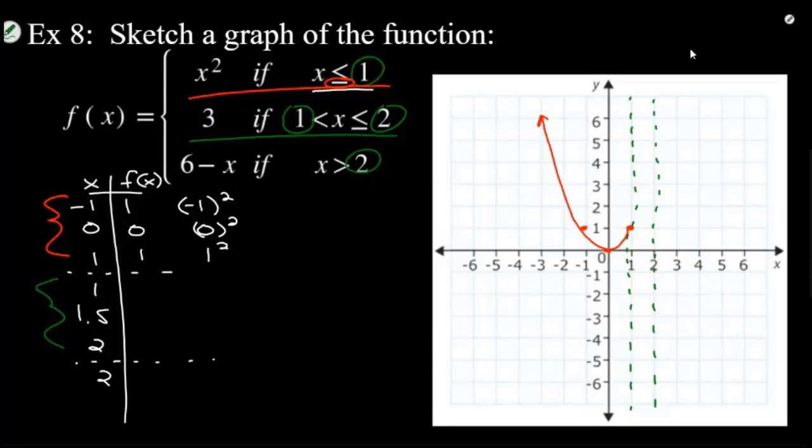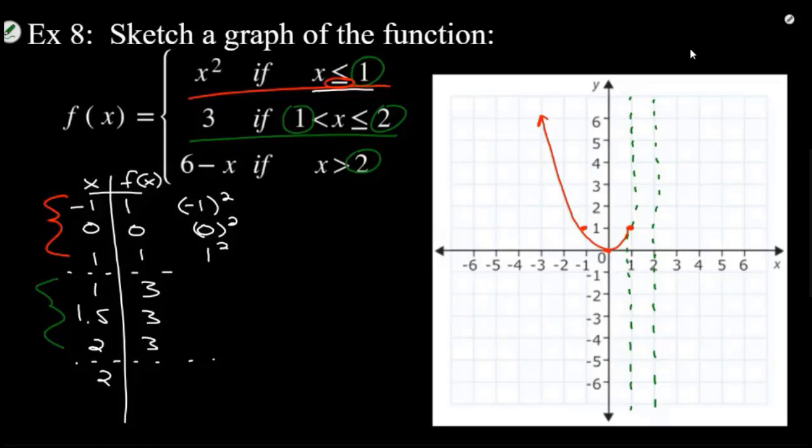And don't make it hard, because it's really easy. 3. It never changes. The x value doesn't matter. So if you put in a 1, you get 3. What happens if you put in a 1.5? 3. And what happens if you put in a 2? 3. Okay, because that's a constant function. There's no variable. And so this is going to equal 3.